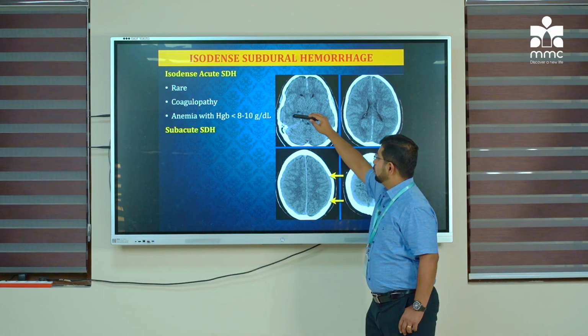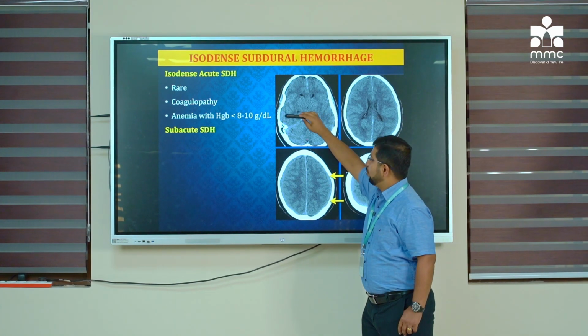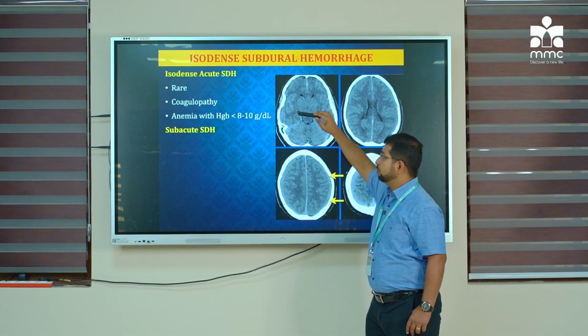So this is called isodense. Iso means same density as the brain. So it is almost the same density as the brain, so we are not able to see it. This is called isodense acute SDH.